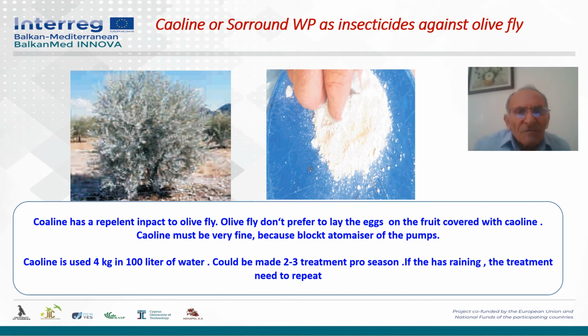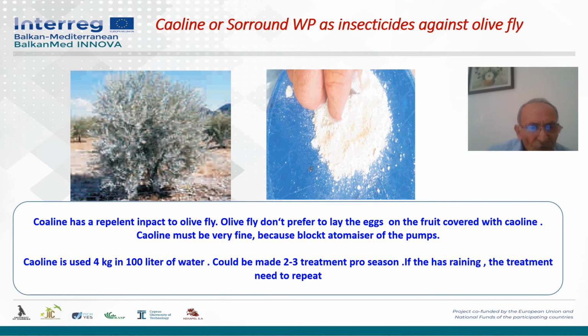Another product that we use against olive fly is kaolin, or surround, a water-dispersible powder used as an insecticide against olive fly. Kaolin has a repellent impact on olive fly. Olive fly doesn't prefer to lay eggs on fruits covered with kaolin. Kaolin must be very fine because it blocks the atomizer of the pumps.